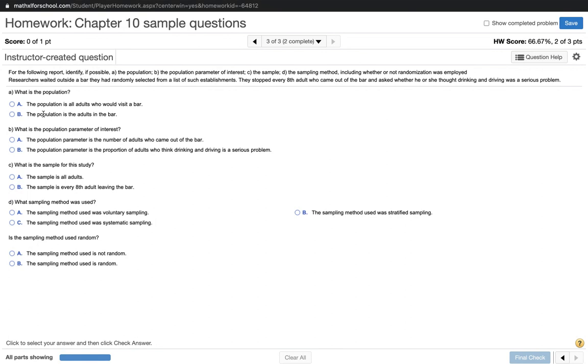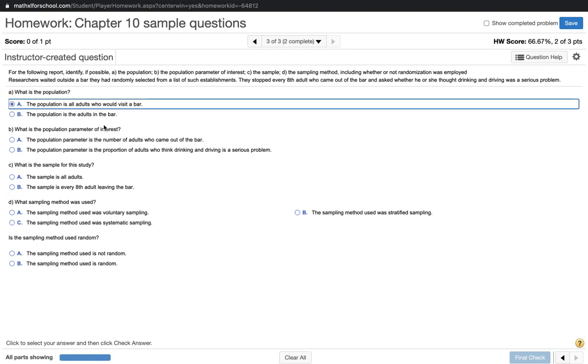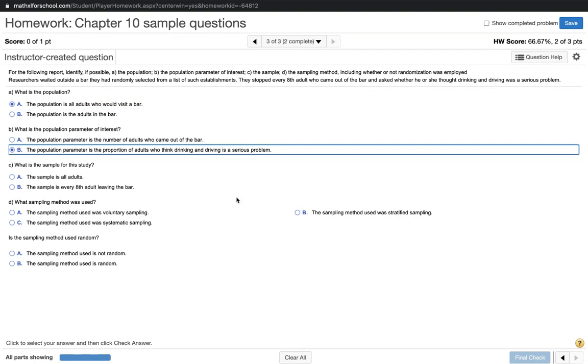Remember, the population is generally what we hope to learn about. So I would say that the answer here is A. It's not specific to people at that bar, but just people in general. What is the population parameter of interest? The number of adults who came out of the bar, or the proportion of adults who think drinking and driving is a serious problem. Look at the last sentence: they asked whether he or she thought drinking and driving was a serious problem. So they're determining what proportion of the population thinks that drinking and driving is a serious problem.